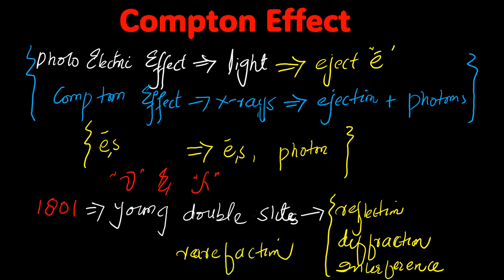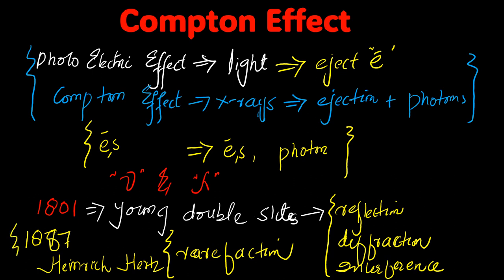So on the basis of reflection, interference, diffraction, and refraction, Young said that light, which is electromagnetic radiation, has a wave nature. The wave nature of light remained accepted, and the particle nature of light remained unknown up to 1887, in which Heinrich Hertz performed an experiment known as the photoelectric effect.